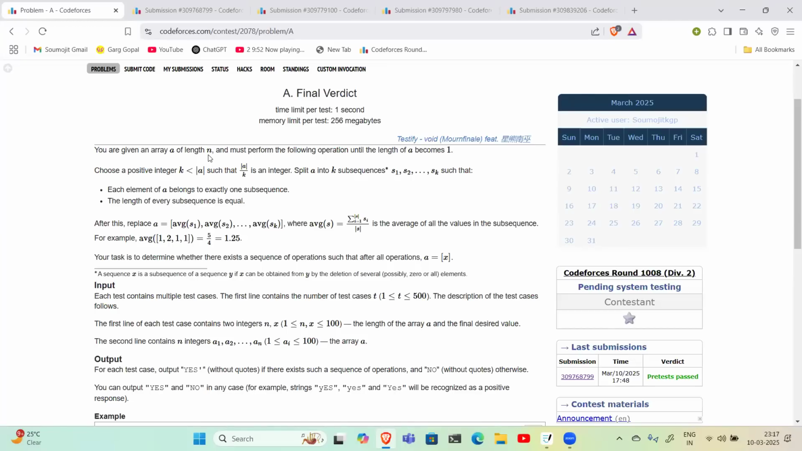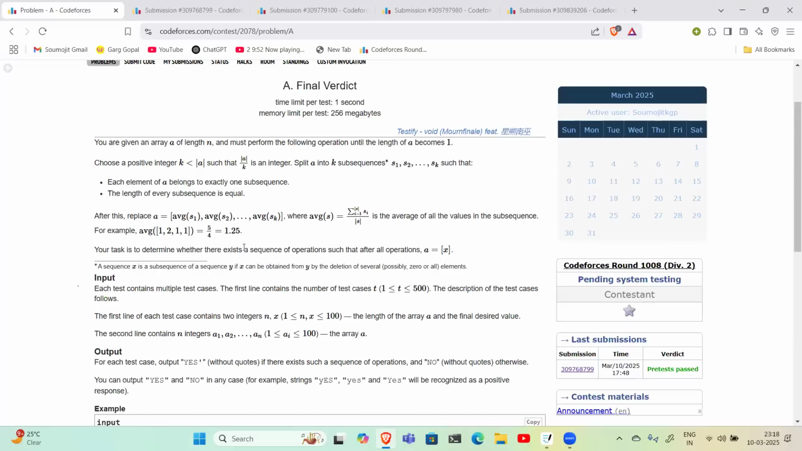So what is the operation? It says to choose a positive integer k which is less than the length of A such that the length of A mod k is 0, meaning it is divisible by k. Then split A into k subsequences S1 to Sk such that each element of A belongs to exactly one subsequence and the length of every subsequence is equal. After this, replace A with the average of all these subsequences, and the task is to determine whether there exists a sequence of operations such that after all operations A is x.